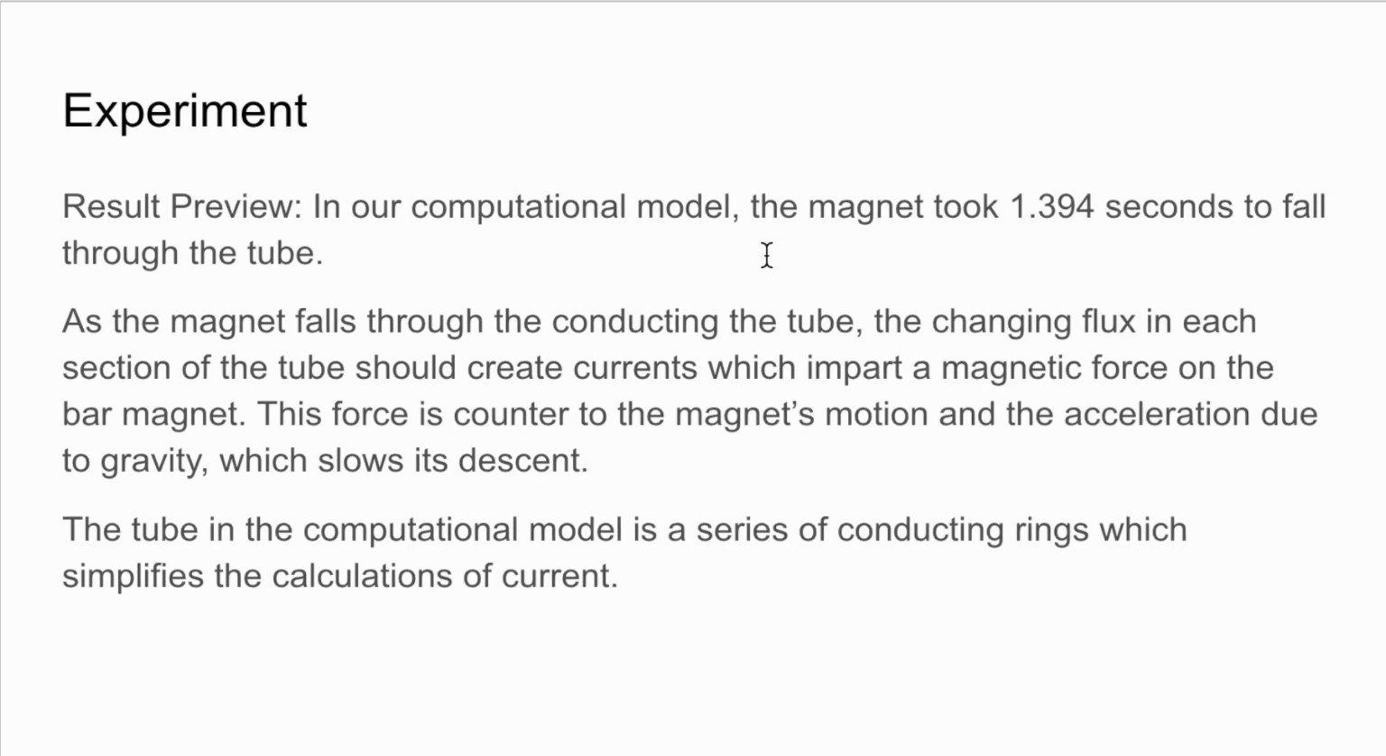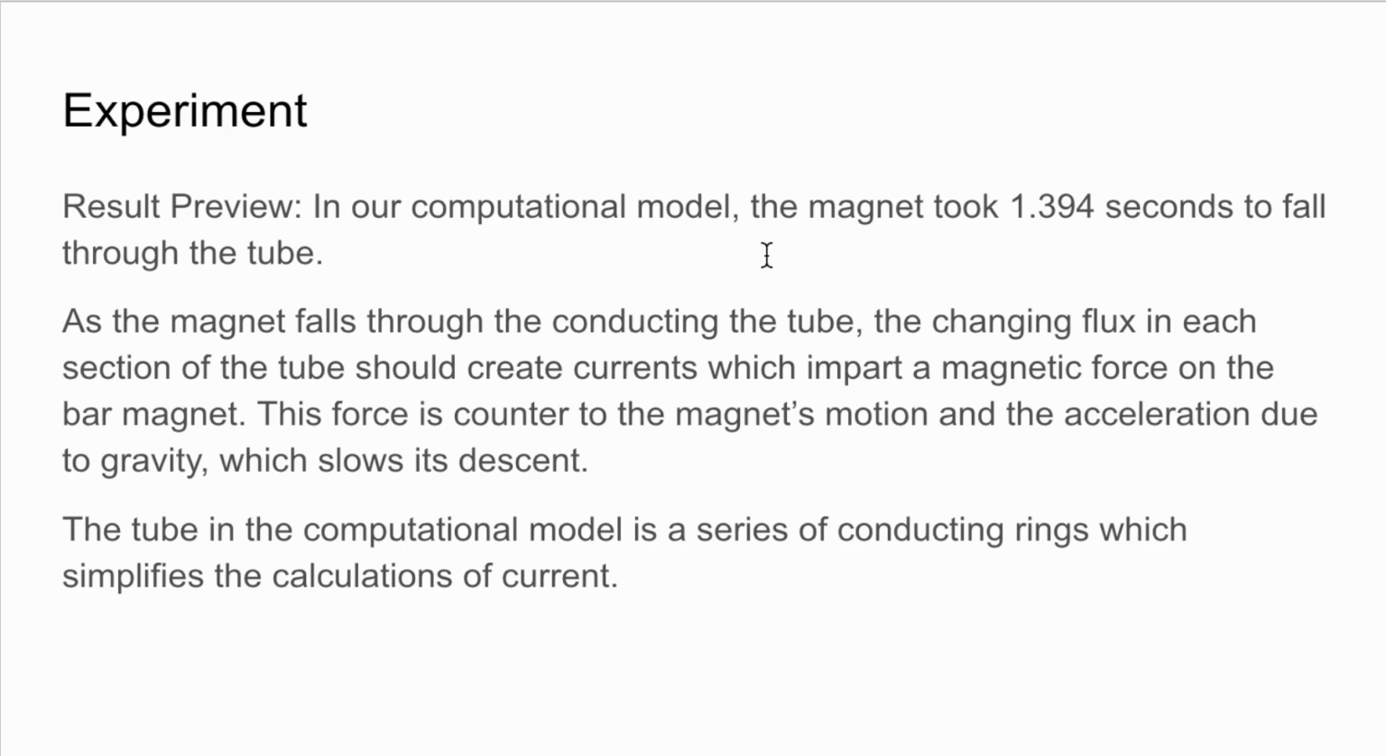Now, as a preview of our results, in our computational model, the magnet took 1.394 seconds to fall through the tube. As the magnet falls through the conducting tube, the changing flux in each section of the tube should create currents which impart a magnetic force on the bar magnet. This force is counter to the magnet's motion and the acceleration due to gravity, which slows its descent.